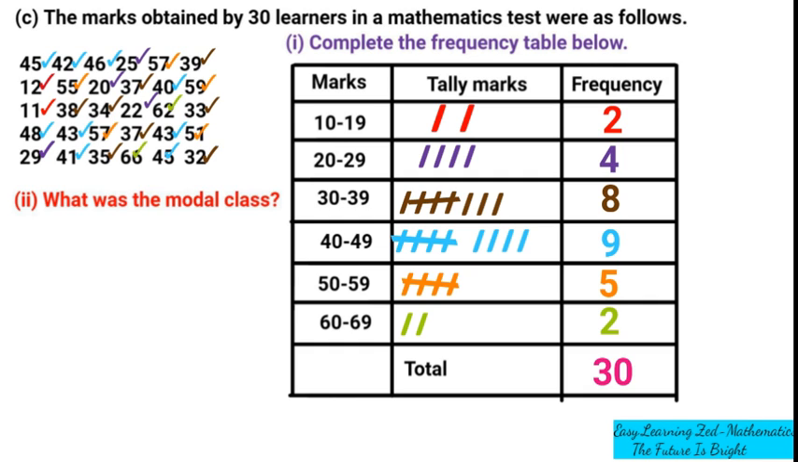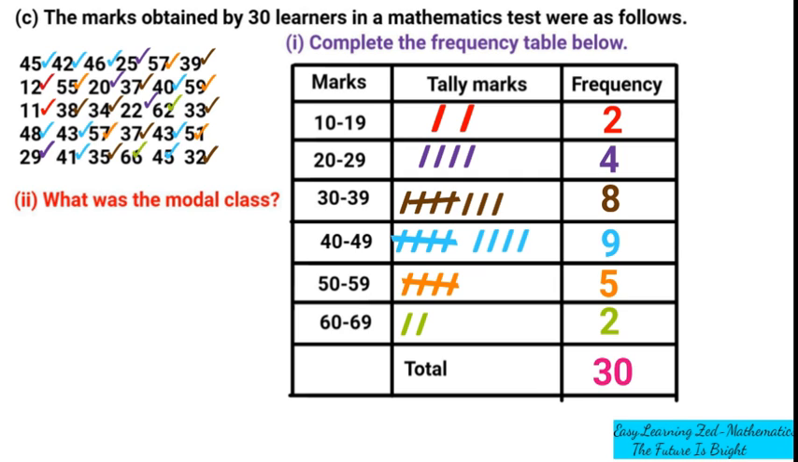Okay, now let's go to question number C2, which is: what was the modal class? The modal class we are talking about is the class of numbers that appears most. It's more like the mode. So the modal class of this statistical information is the class that appears the most.